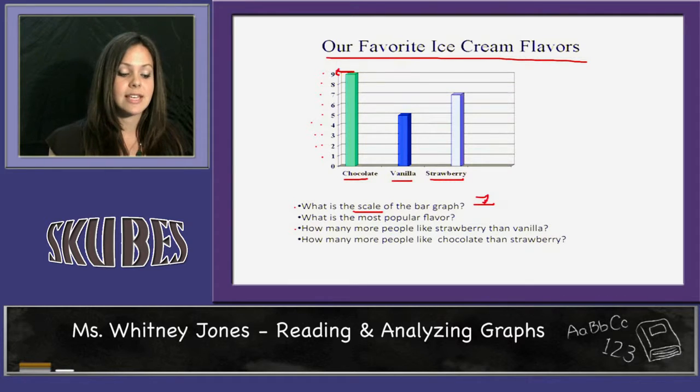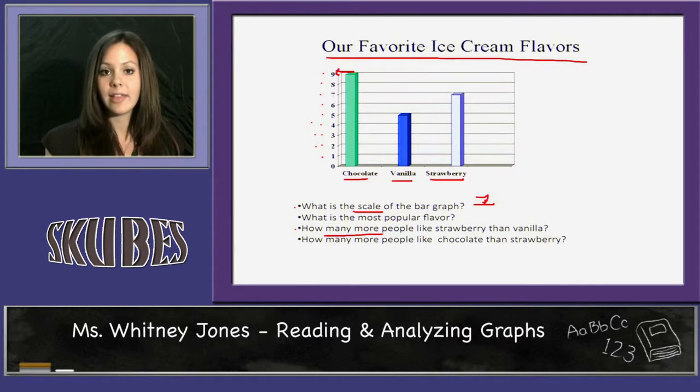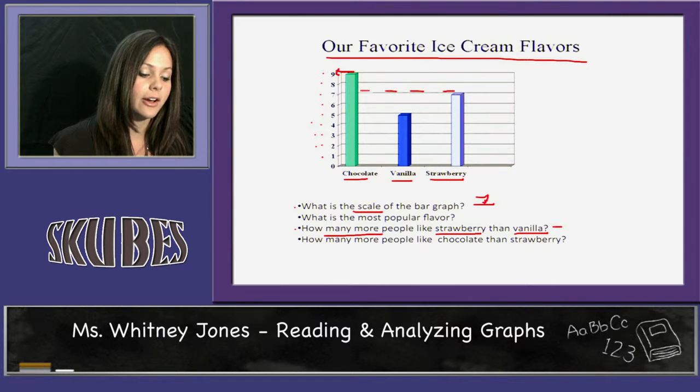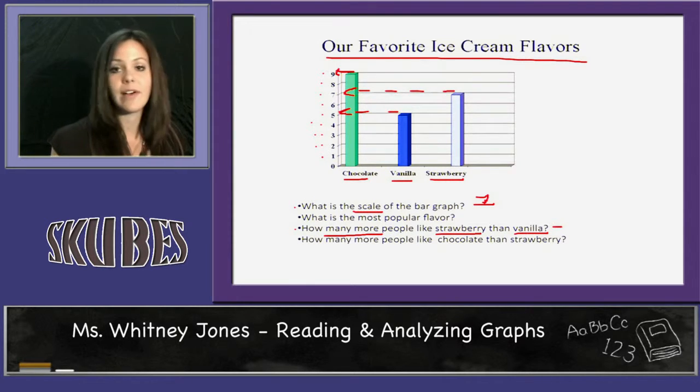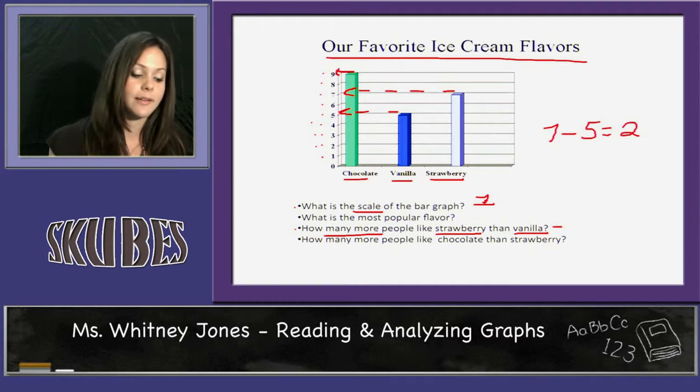The next question says, how many more people like strawberry than vanilla? How many more tells us we need to subtract. We look at strawberry and vanilla. Strawberry has a total of 7 votes, and vanilla has a total of 5 votes. 7 minus 5 equals 2. 2 more people like strawberry than vanilla.